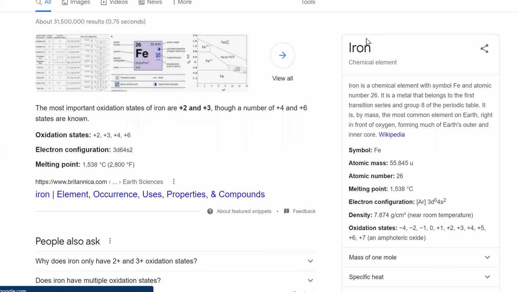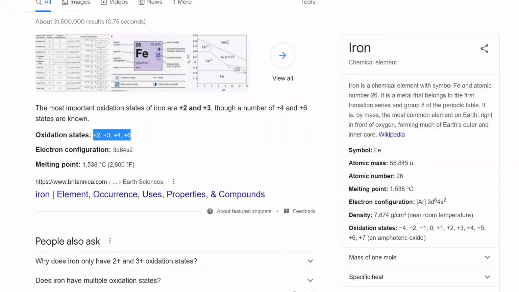Fe2+ and 3+ are the common ones. You can even get +7, +6. Ignore this, I'm just talking about the stable ones. This one: +2, +3, +4, and +6. So you can have multiple oxidation states.